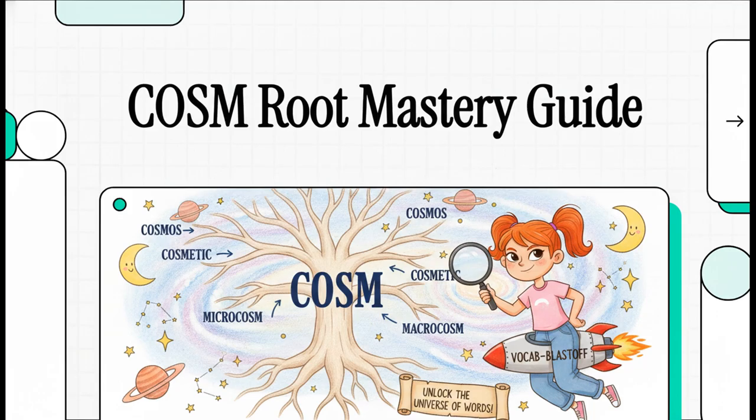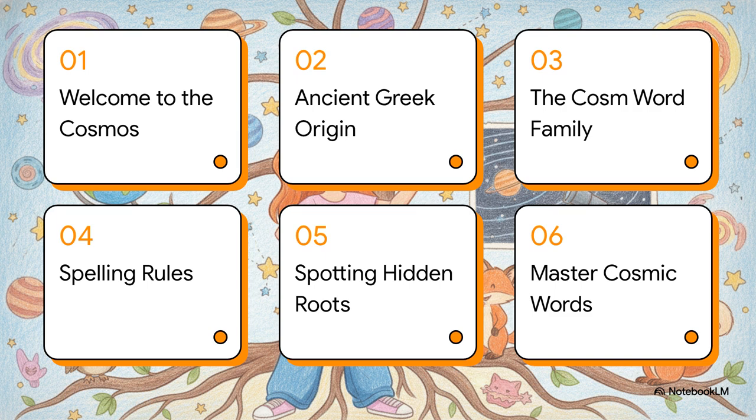By mastering just this single building block, you're going to be able to break apart incredibly complex, unfamiliar words and basically memorize their spellings with zero sweat. So buckle up. Here's our mission flight plan for today. We've got 1. Welcome to the cosmos. 2. Ancient Greek origin story. 3. The COSM word family. 4. Shape-shifting spelling rules. 5. Spotting the hidden root. And finally, 6. Master these cosmic words. Let's get to it.